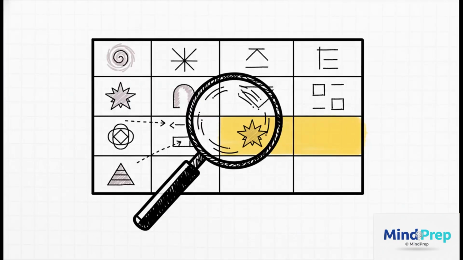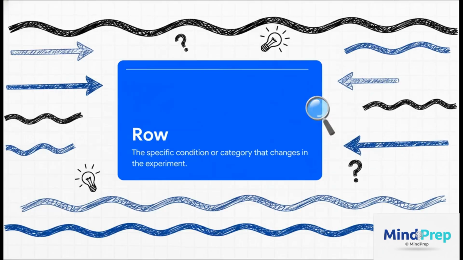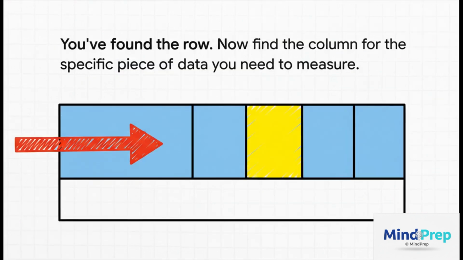So once you have your mission from the question, it's on to step 2. Find the right row. The question will give you a keyword. Maybe it's trial 3 or 10 grams or group B. You're just playing a matching game, scanning the rows for that specific keyword. And what exactly is a row? Just think of it as the thing the scientists are changing on purpose in the experiment. It's the condition, the group, the specific scenario you're being asked about. Awesome. You found your row. You've narrowed down that giant table to just one single line.